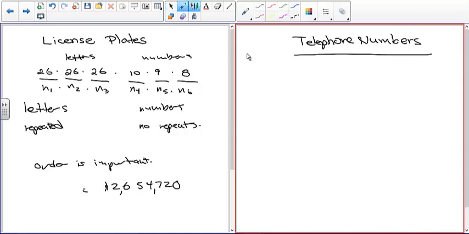Okay, telephone numbers. So we have 3 numbers for your area code, and you have 3 numbers, and then you have 4 numbers like that. Again, depending upon the rules that you would use, and there are rules that apply, and again, I don't know what those are, but let's say the first 3 numbers have no repeats and no 0 in the first digit.